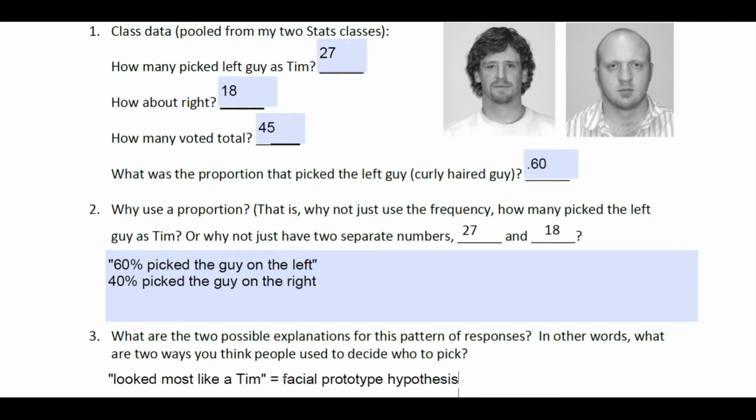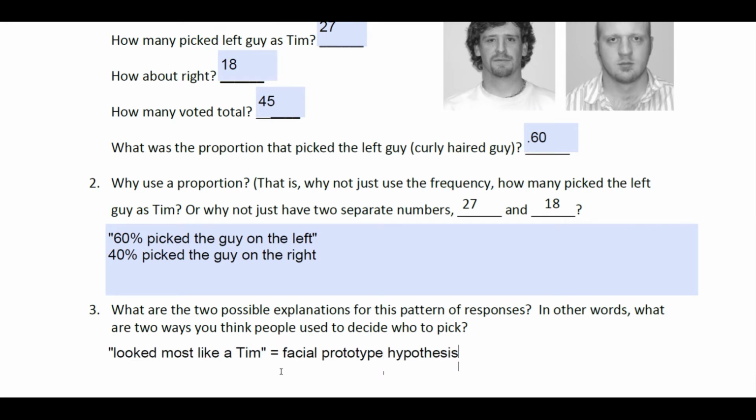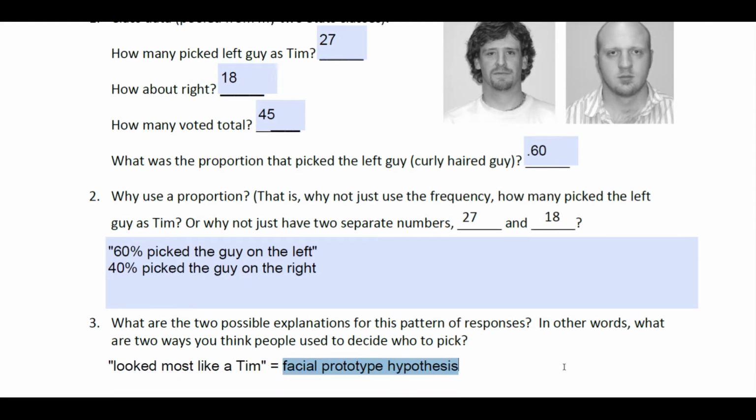So the facial prototype hypothesis is that each of us has this idea, this prototype or image in our brain, of what a certain name looks like. If you hear a certain name, do you have a face that kind of matches that in your mind? Some people would say, yeah, I think so. And some people say, no, I don't think so. So that's what we want to test today: when I ask people to pick left or right, are they using a facial prototype to make that decision? Oh, this guy looks like Tim, that guy doesn't. Or maybe they both look like Tim, but this one looks more like Tim.